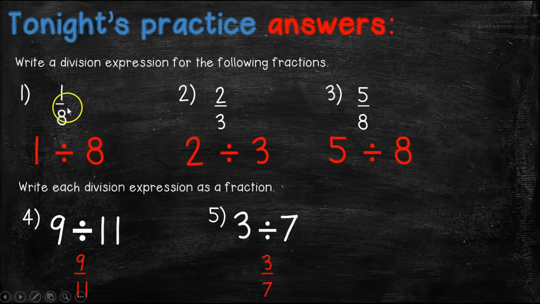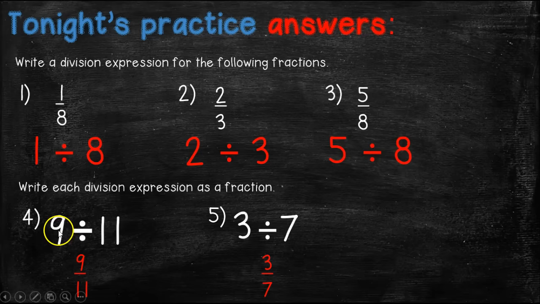So the answer for number 1, for 1/8, that is the same thing as 1 divided by 8. Number 2, this is the same as 2 divided by 3. And number 3, it's the same as 5 divided by 8. Remember, this little line in the fraction I've always taught you is just a division symbol. So 5 divided by 8 is how you would read that.